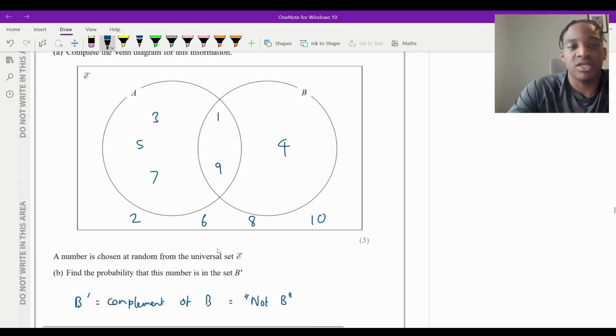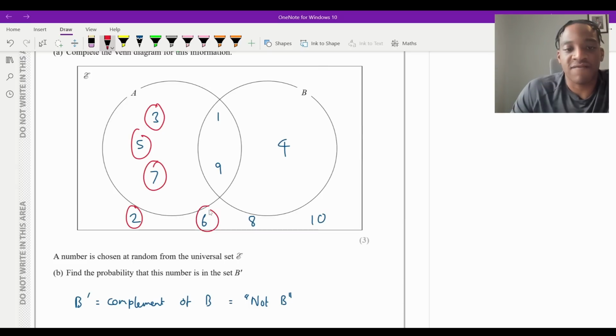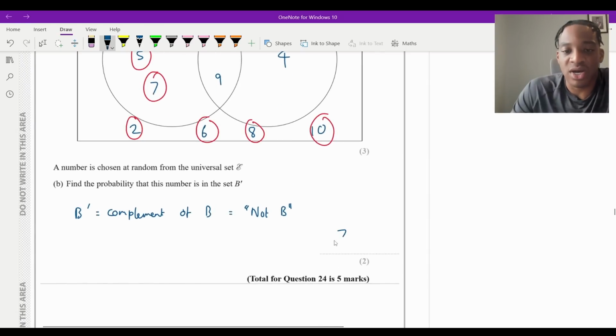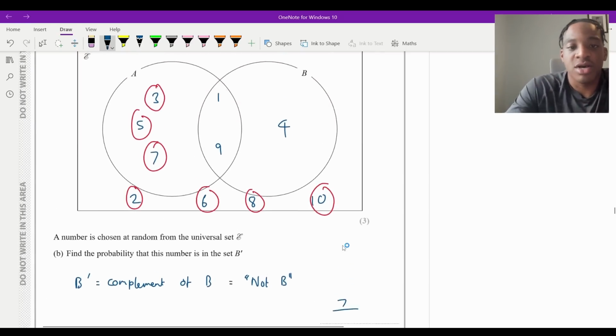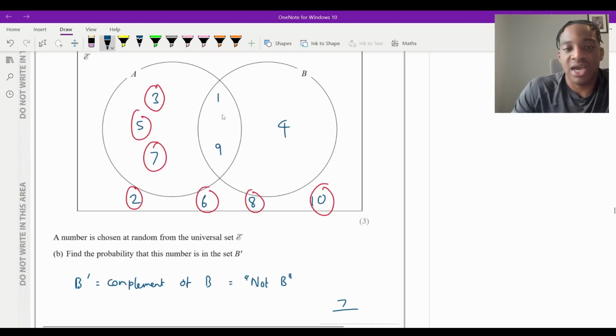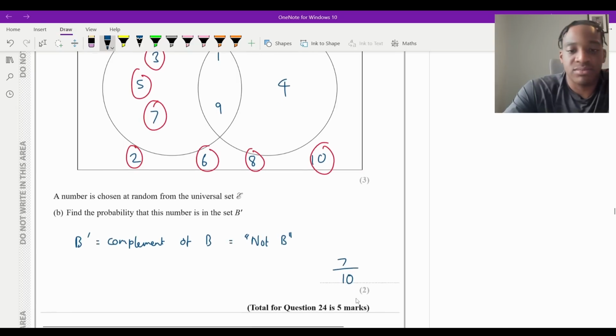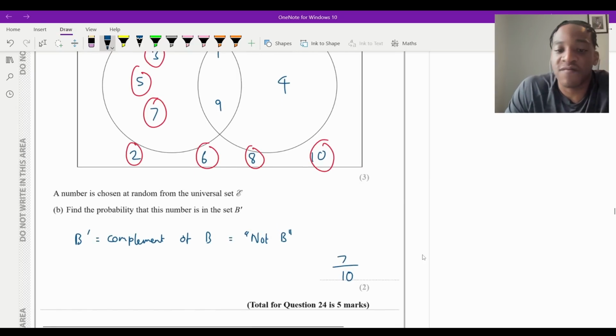Now, if I look here, the numbers that are in B are how many? There's 1 here, there's 2, there's 3, there's 4, there's 5, there's 6. There are 7 numbers that aren't in B. So remember, we're dealing with a probability here. The probability is a fraction, the amount of numbers that we're dealing with, which is 7. And then we're going to divide this by the total number that there are. Now, if there are 7 here, then it's going to be 8, 9, and 10. So it's going to be 7 out of 10. And that will be our answer for part B, 7 out of 10. And that is question 24 finished, and that will give you the full 5 marks.